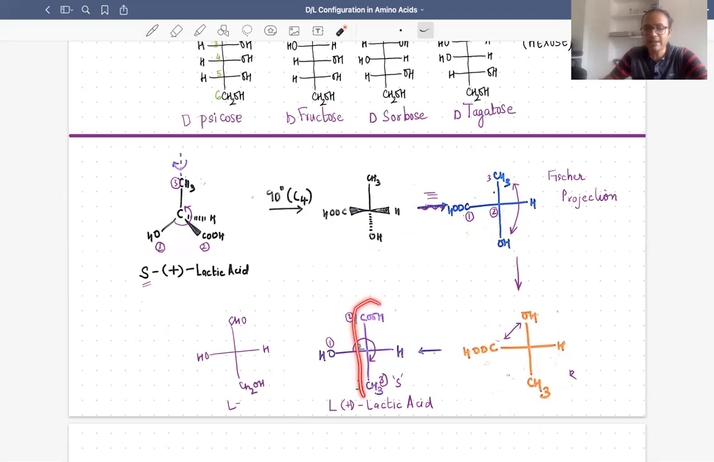Okay, so this way you can convert any Fisher projection formula to your required Fisher projection formula, like the one you require here, where you want to place your carbon chain on the vertical bond and keep the higher priority carbon on the top. That you can easily do to any Fisher projection formula using this exchange of groups. I'll do one more example regarding tartaric acid that would help you understand this better.